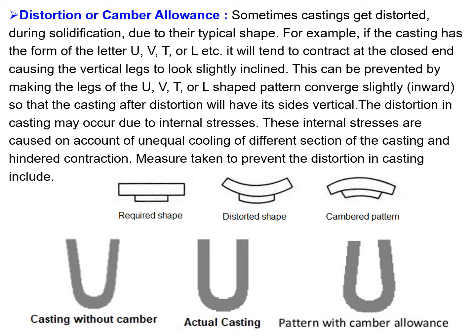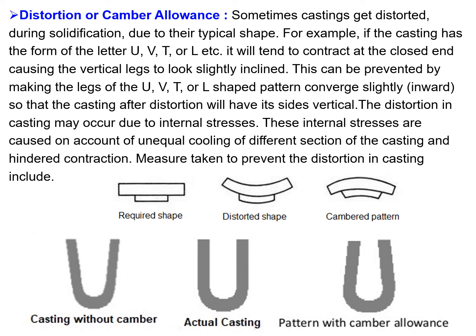Distortion, camber allowance. Sometimes castings get distorted during solidification due to their typical shapes. For example, if a casting has the form of U, V, T, or L, it will tend to contract at the closed side, causing the legs to look flat and inclined. This can be prevented by making the legs of the U, V and T-shaped patterns converge slightly inward, so that the casting after distortion will have its sides vertical.